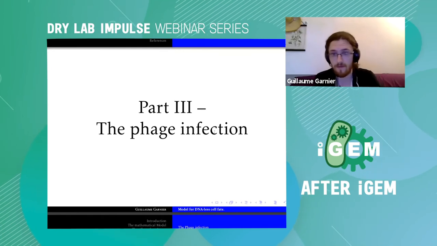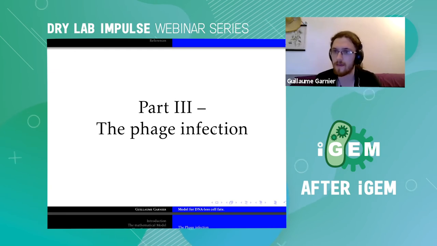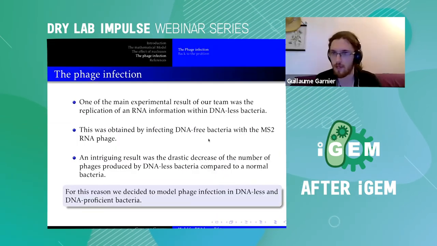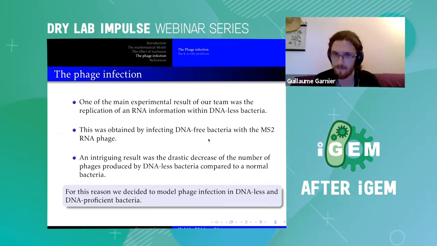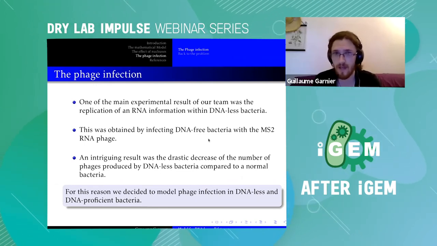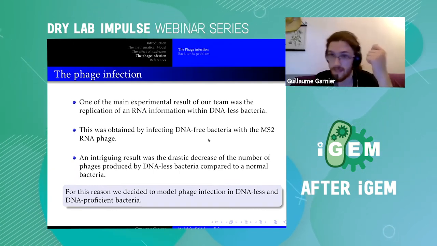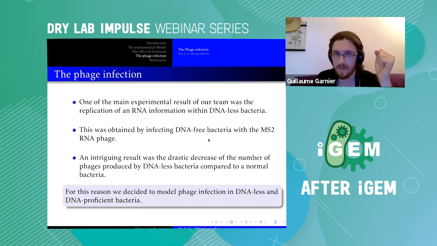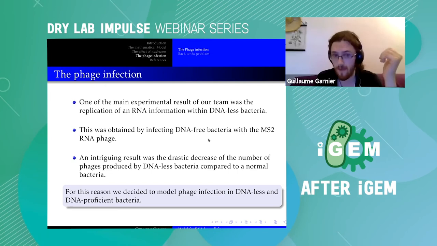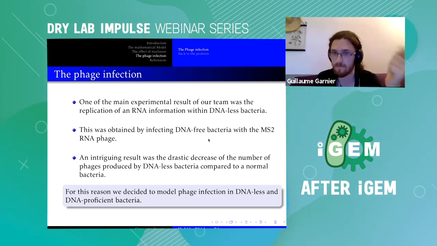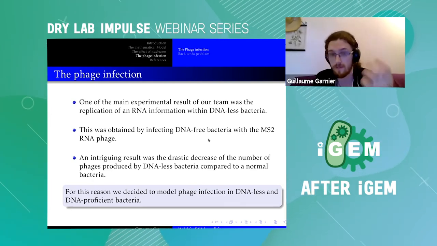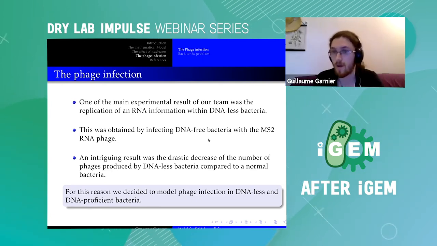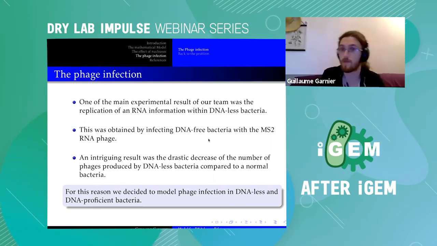In the third part, my team tried to understand a result they had in their experiment, because biologically, one of the main experimental results was to try to replicate some RNA information inside a bacteria where there is no DNA. For that, we use a phage, and we try to give the DNA-free cell some genetic material. But even if they succeeded in doing that, there was an intriguing result. In fact, the number of phages produced inside the DNA-free cell was very low compared to the cell when there is DNA. For that reason, we tried to model the phage infections in a cell where there is DNA and where there is no DNA.